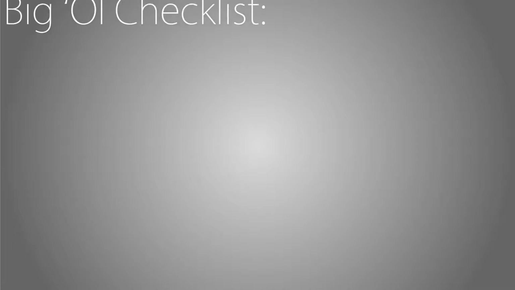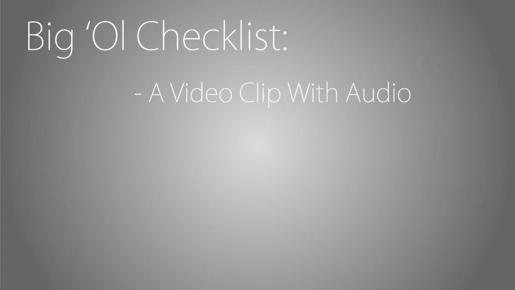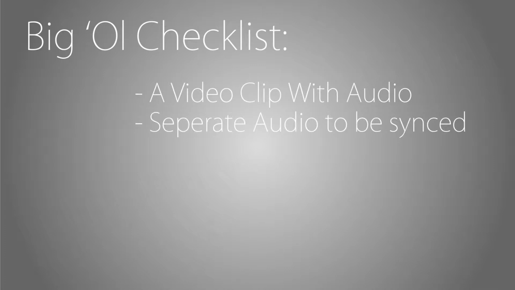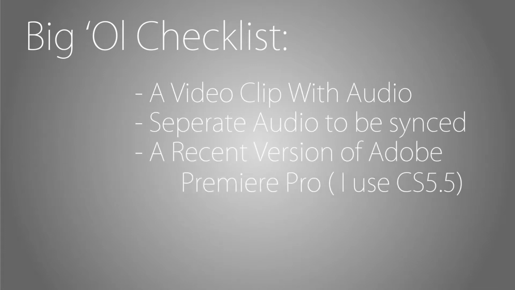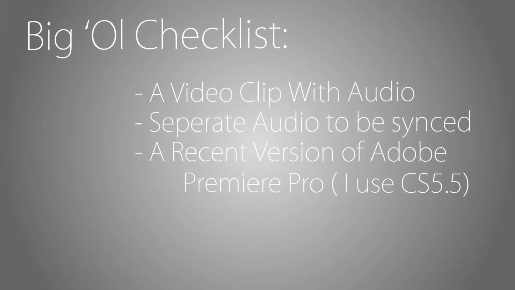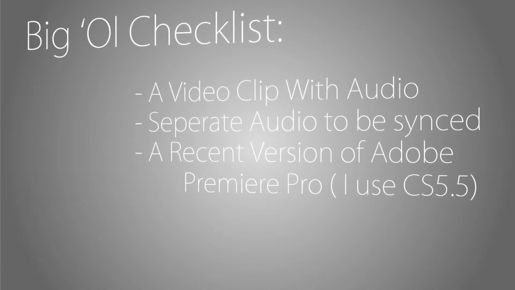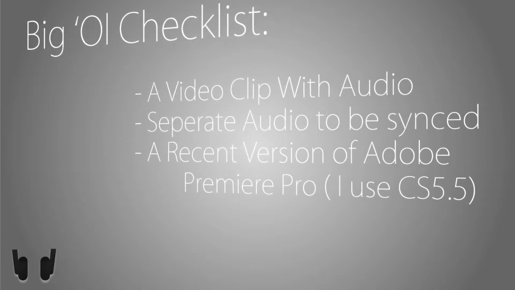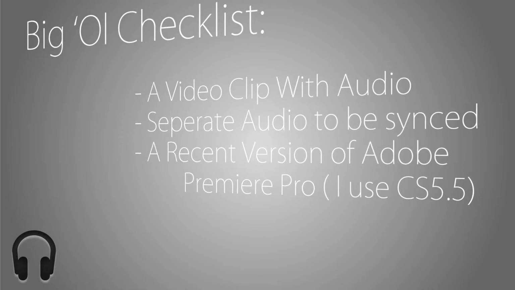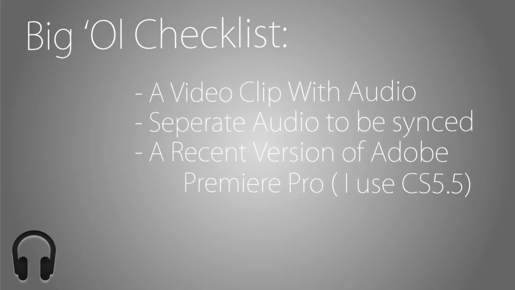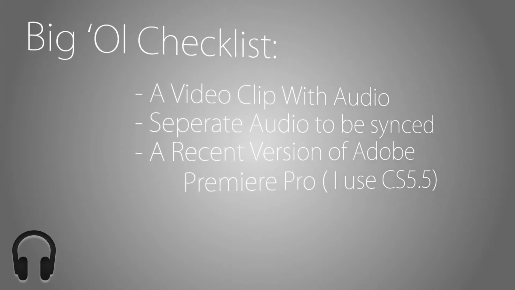Before we start, here's what you'll need. A video clip, separate audio which will be synced with the video, and a recent version of Adobe Premiere Pro. As I said, I'm using CS 5.5, but it doesn't really matter. I usually use a pair of headphones as well instead of speakers, simply because it makes it easier to pick up slightly out of place clips. So yeah, let's get on with the video.